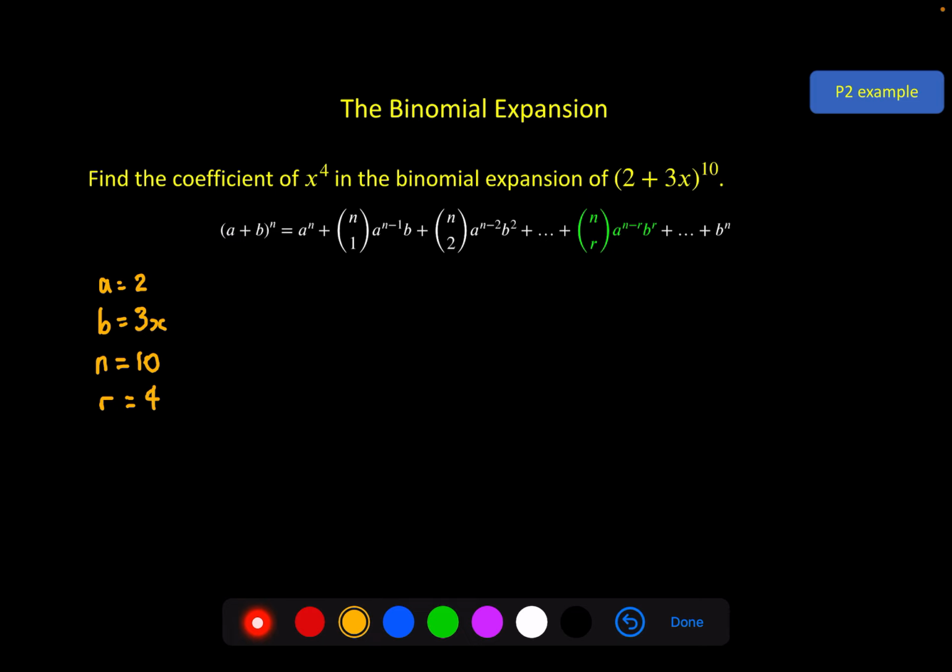And if you're not entirely sure, but you think it's right, just go for it, and you'll see from your answer whether or not you've got the right term. And if you haven't, for some reason, then you can go back and adjust your r to find the one that you do want.